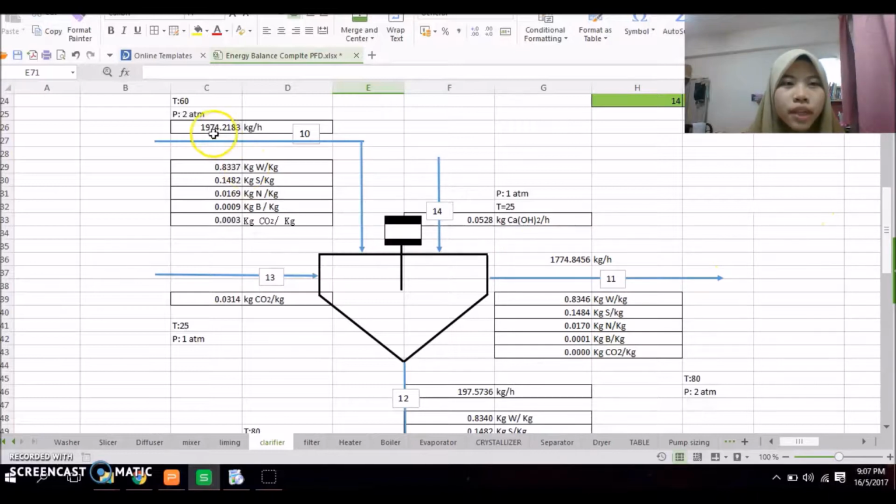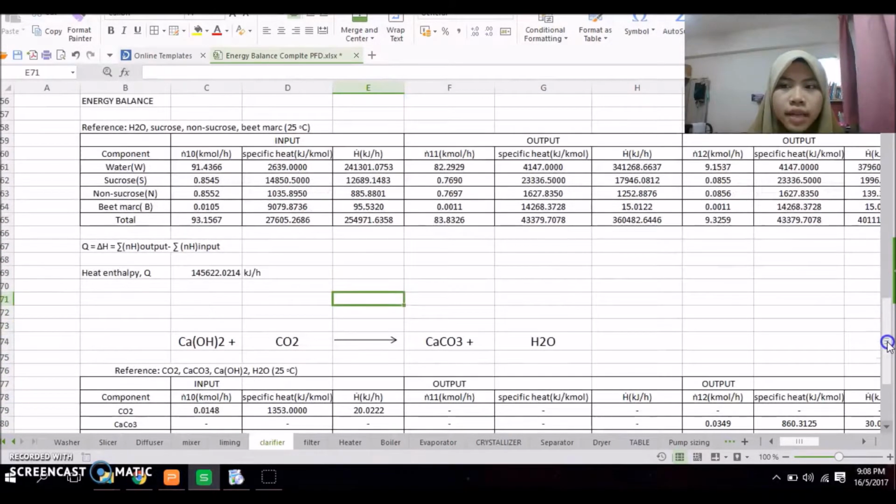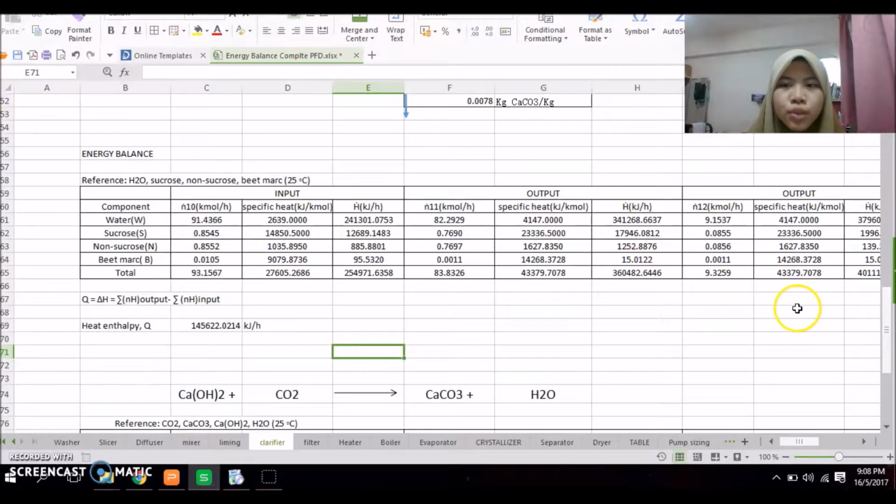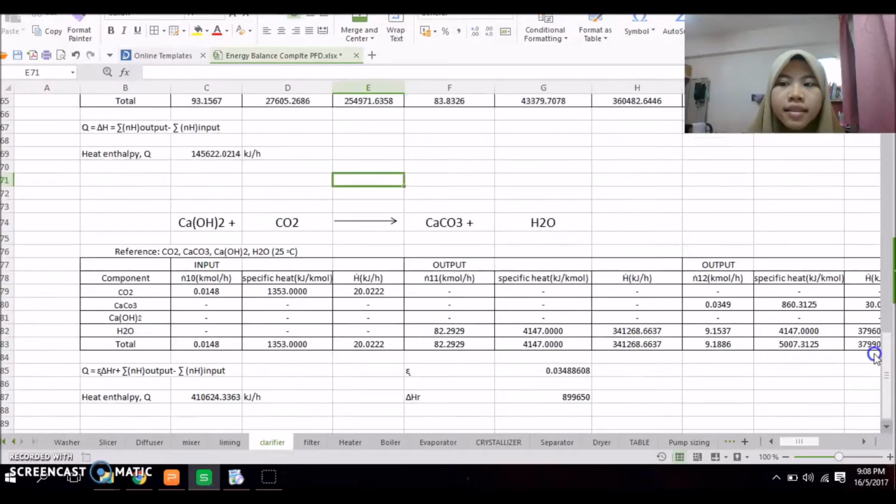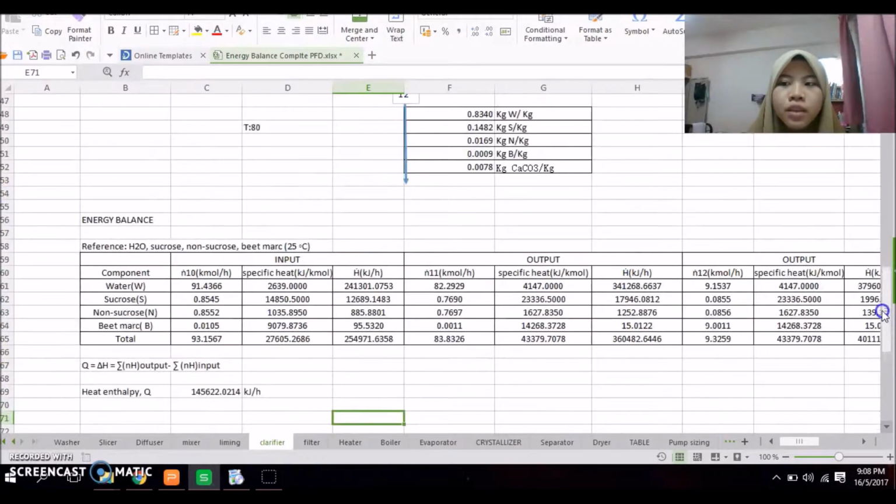We got the mass flow rate for the input as 1974.2183 kilograms per hour, and for the output 1774.8456 kilograms per hour. And this is our energy balance. We divided it into two parts: energy balance with non-reactive species and energy balance with reactive species. We chose the reference of H2O, sucrose, non-sucrose, and beet marc at 25 degrees Celsius. So we do the calculation of the energy balance.